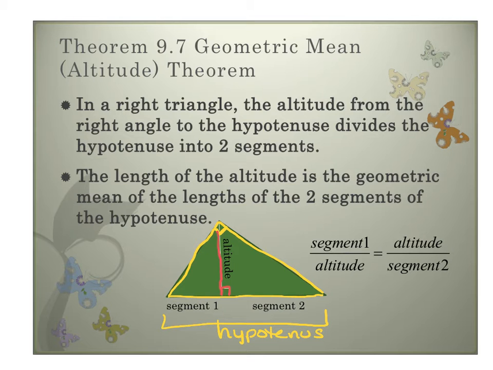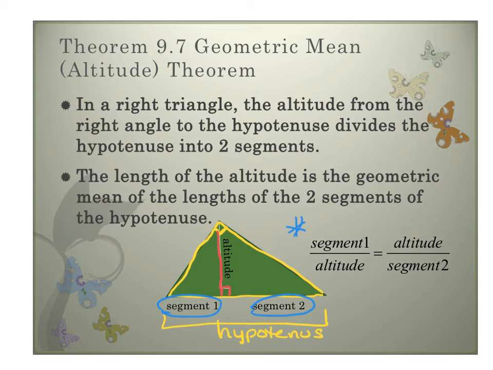As soon as I drew in that red altitude, I split the hypotenuse into 2 pieces. The 2 pieces are called segment 1 and segment 2. So all you did was split this hypotenuse into segment 1 and segment 2, and the way that you're going to solve for the missing sides here is you're going to use this proportion. You're going to memorize that you would put segment 1 over the altitude, which is the red line, and then the altitude over segment 2.